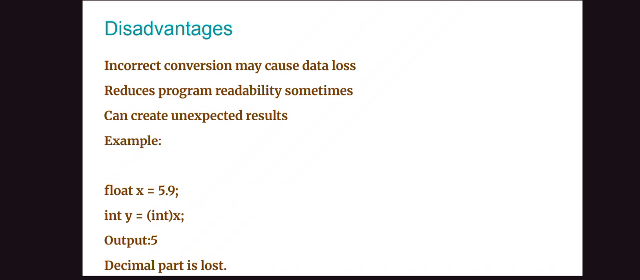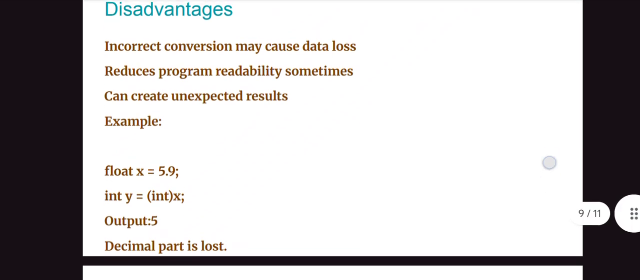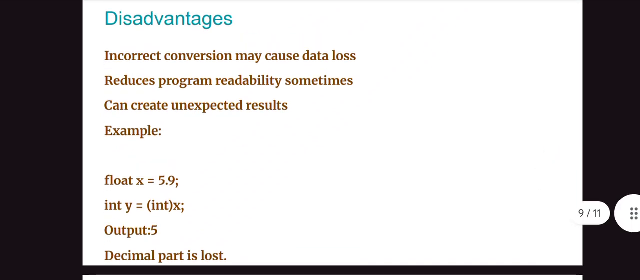For example, here we have declared a variable x of float data type which contains the value 5.9. Also, we have declared y of integer data type which contains int of x. The output would be 5. Here the decimal part is lost. This is an example of a disadvantage of type conversion, where it creates an unexpected result.